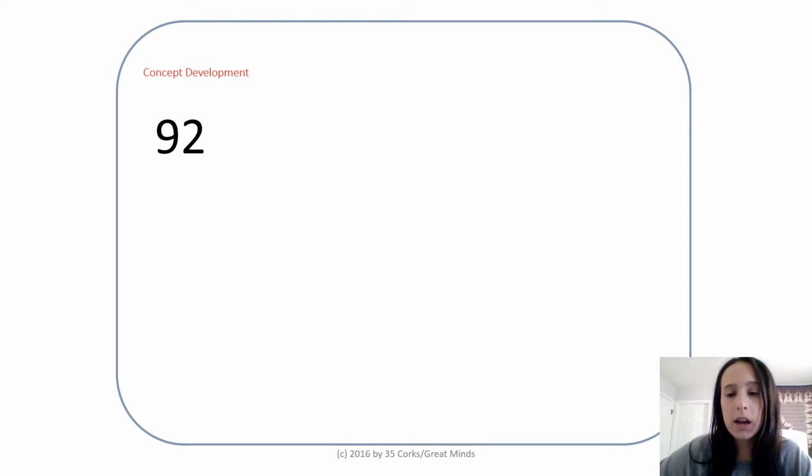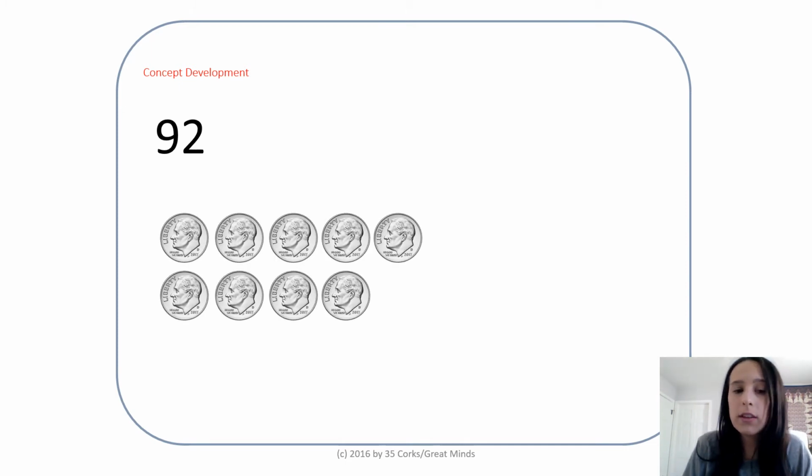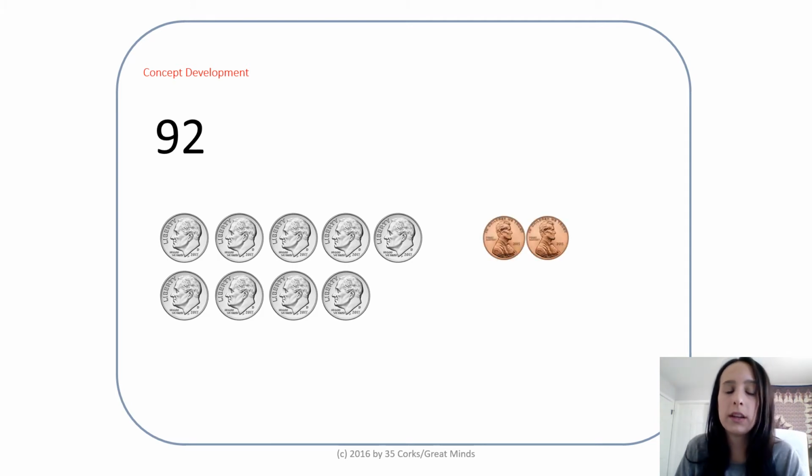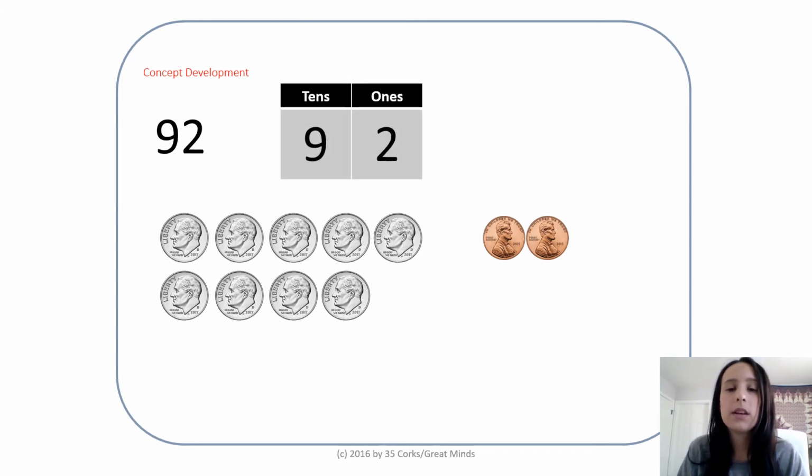How many dimes will I need for this number? Just like the last one, we need 9 dimes. How many pennies? 2 pennies. So how many tens and how many ones are in 92? 9 tens and 2 ones.